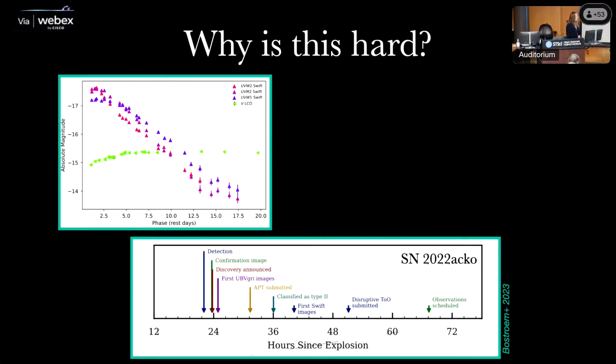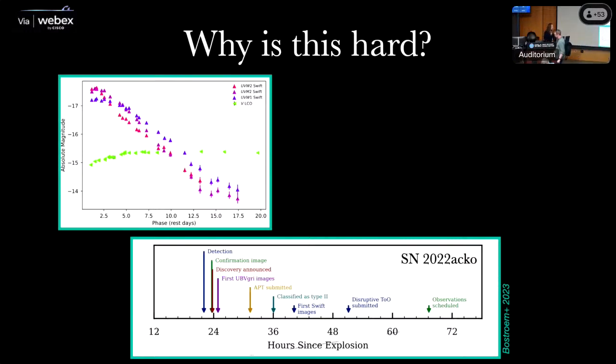This is a series of all of the things that had to go right in order to trigger the UV spectra of supernova 2022ACO. This is the earliest far UV spectrum we have of a type 2 supernova. We detected it within 24 hours, very rapidly confirmed it, and announced the discovery. We got multiband imaging showing that it was UV bright, and we submitted our APT so that planning could start, all within the first 36 hours since explosion.